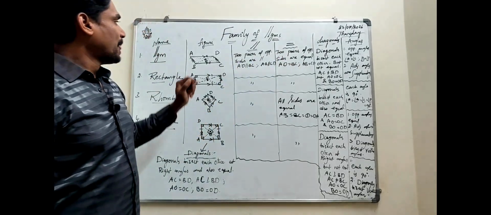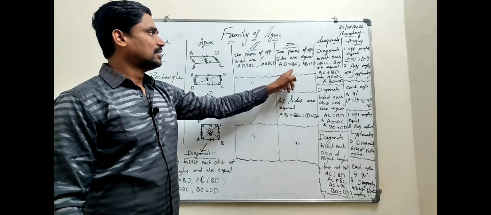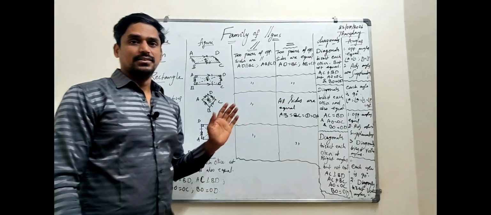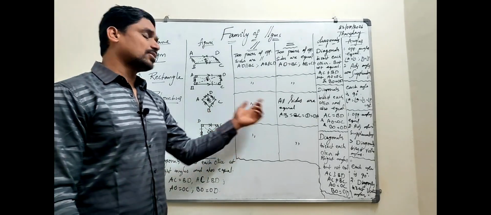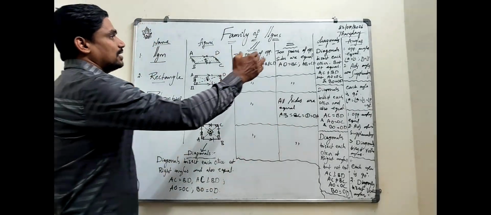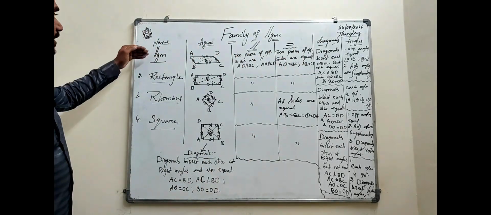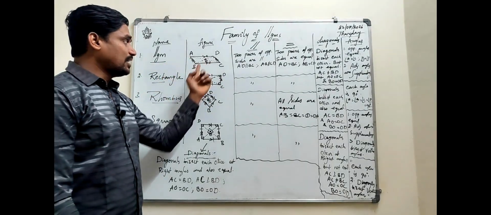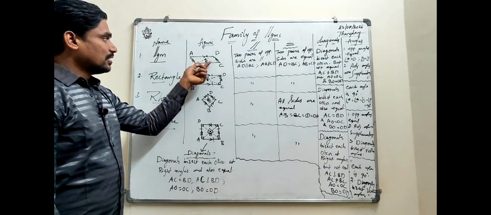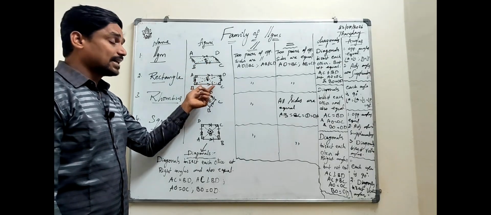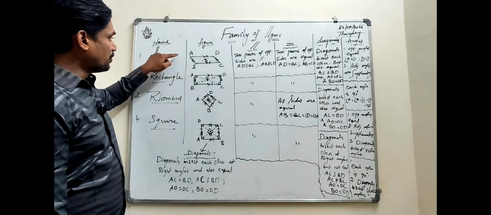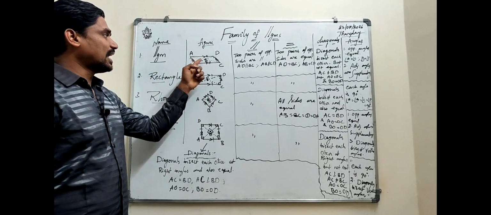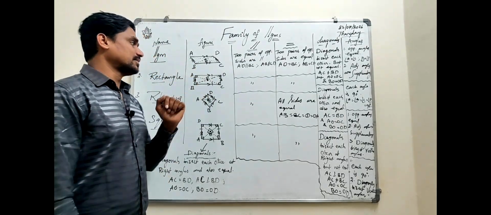Next, equality. Here just opposite sides are equal. Here also just opposite sides are equal. But in rhombus and square, all sides are equal, not only opposite sides. Next, about diagonals. In parallelogram and rectangle, diagonals bisect each other. But one difference is, in parallelogram diagonals are not equal, in rectangle diagonals are equal. And one more common thing is, in parallelogram and rectangle, diagonals are not perpendicular to each other, which means diagonals bisect but not at right angles.